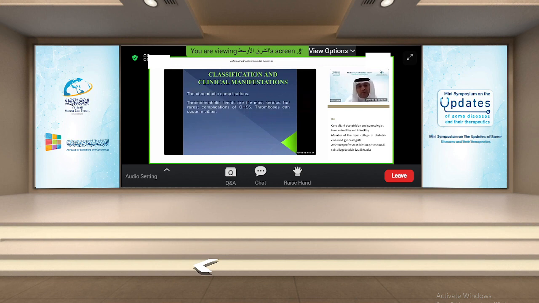What are the thromboembolic complications? The thromboembolic manifestations are the most serious and the rarest complication. Thrombosis can occur in the arterial system, which is about 25%. Venous is more common. This can cause what we call neurological injury or death. It's probably related to hemoconcentration.